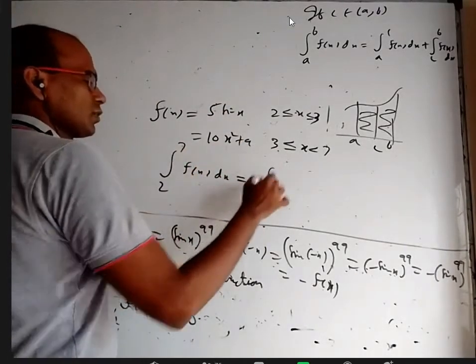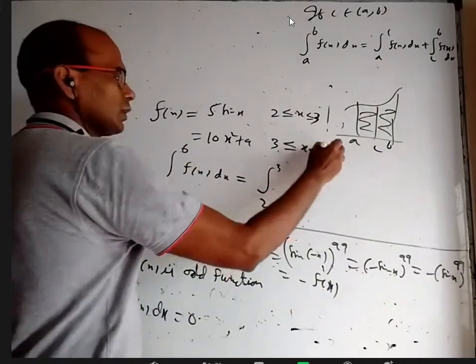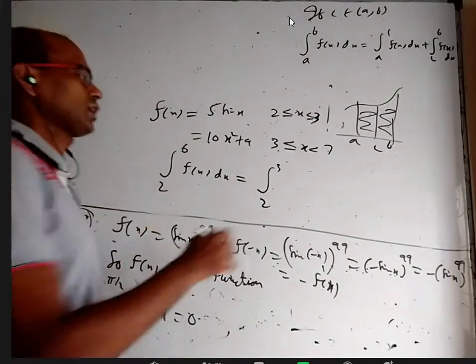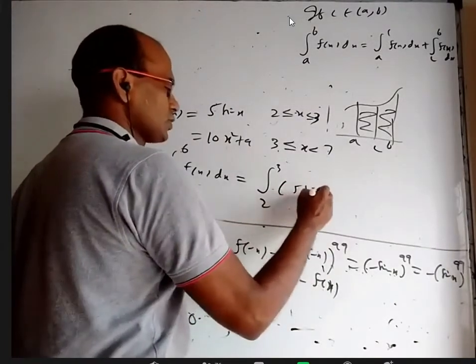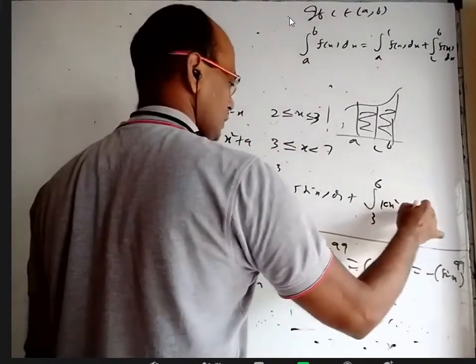So this 2 to 7 I have to break, 2 to 3. Let's say 2 to 6 I will take. Between 2 to 6, f of x doesn't have the same definition, it is changing. So I write 2 to 3, 5 sin x dx, and 3 to 6, 10 x square plus 9.